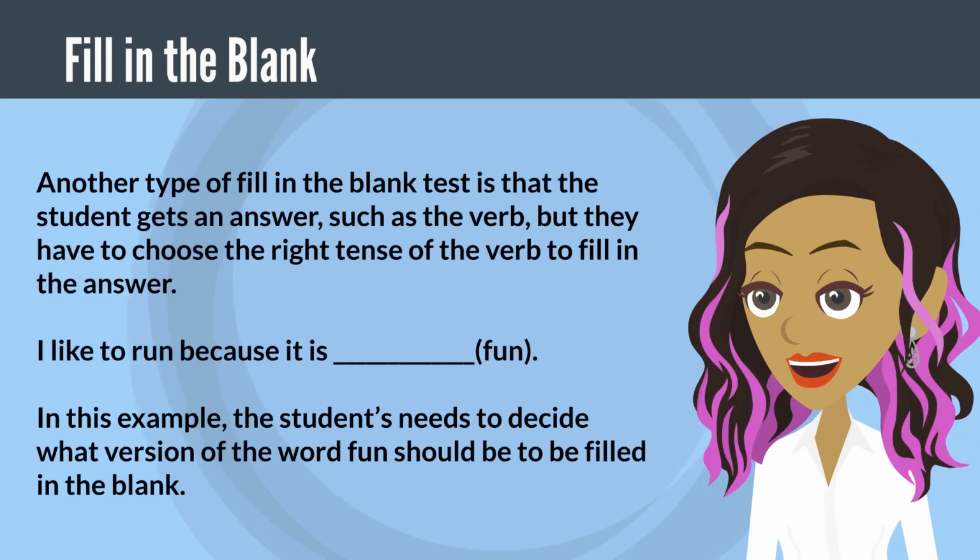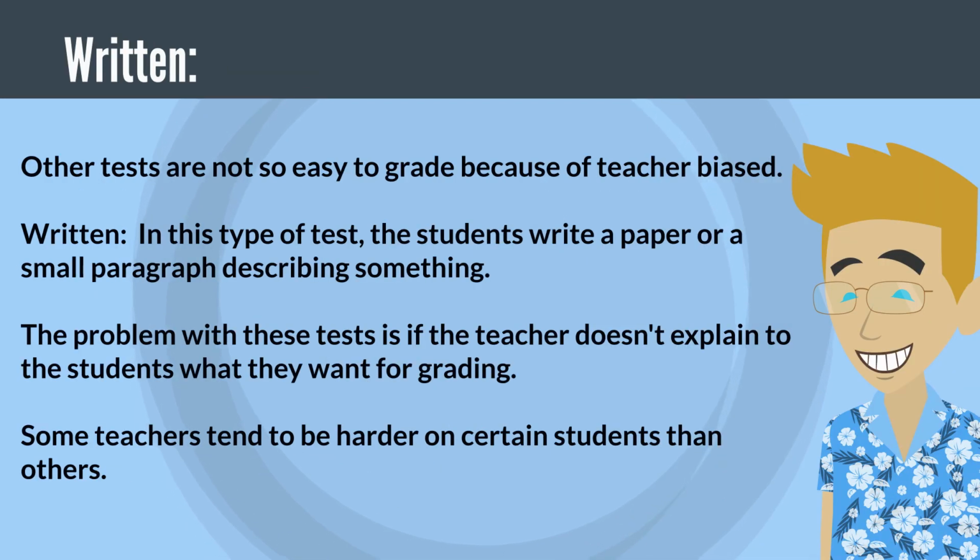Another type of fill-in-the-blank test is that the student gets a word, such as the verb, but they have to choose the right tense of the verb to fill in the answer. I like to run because it is fun. In this example, the student needs to decide what version of the word fun should be to be filled in the blank. Other tests are not so easy to grade because of teacher bias.